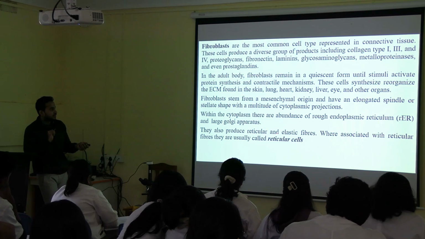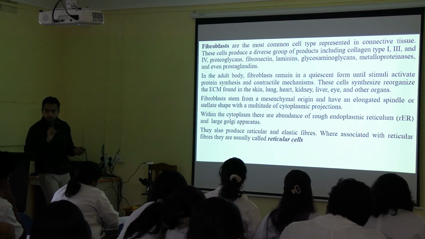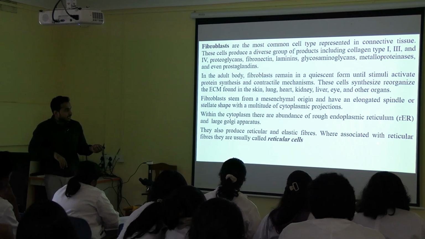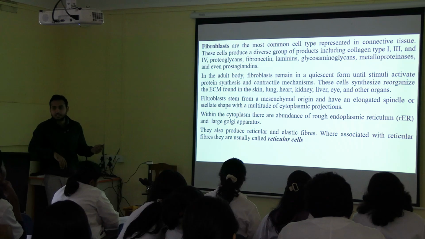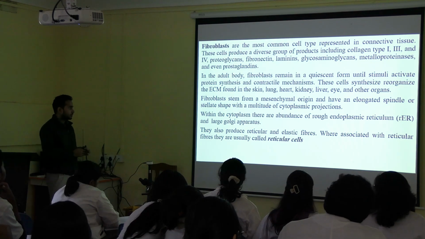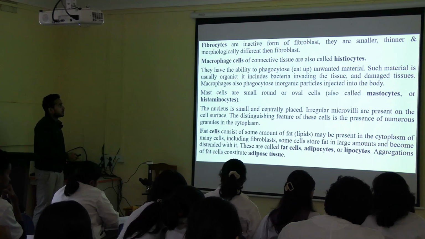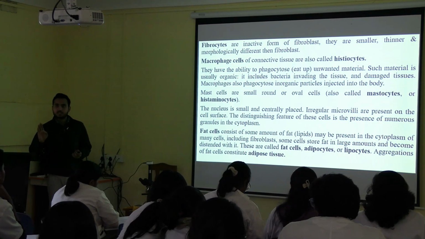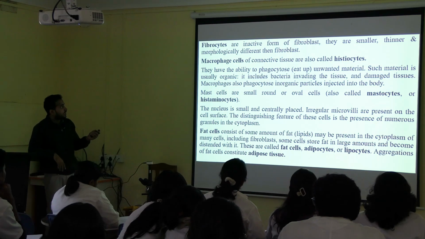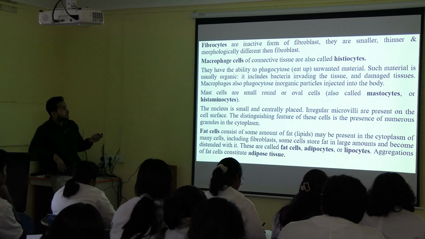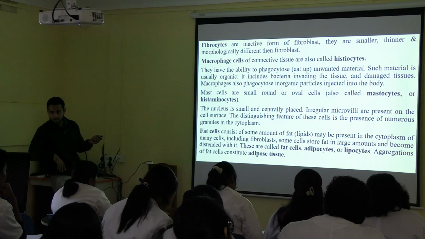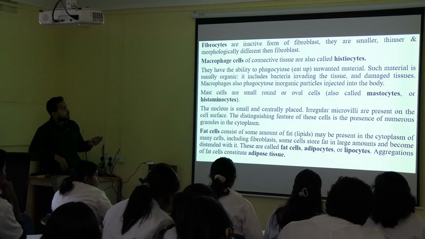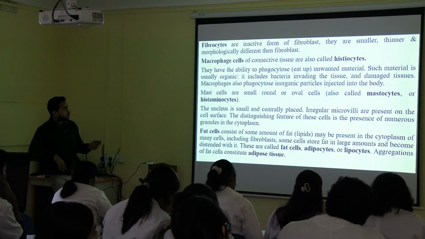Next, they also produce reticular and elastic fibers. So along with the collagen fibers, they also produce reticular and elastic fibers. When they are associated with the reticular fibers, they are also called reticular cells. Next, fibrocytes. I have told you that fibroblasts and fibrocytes are not the same. Some differences are there. Fibrocytes are the inactive form of fibroblast, that means they are immature. They are smaller, thinner and morphologically different from the fibroblast cell.